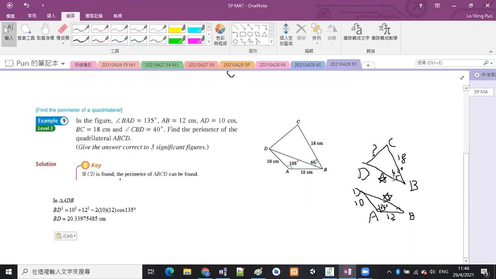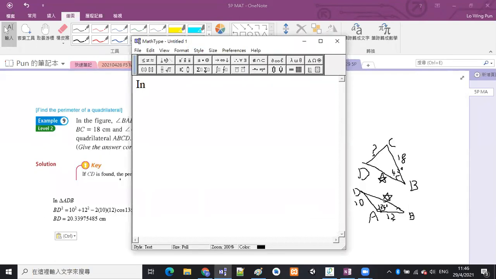And again, we have 3 pieces of information, but these 3 pieces of information cannot form a pair of corresponding length and angle, which means that we cannot use the sine formula. So we need to use the cosine formula again in triangle BCD. In triangle BCD, I want to find the length CD, right?